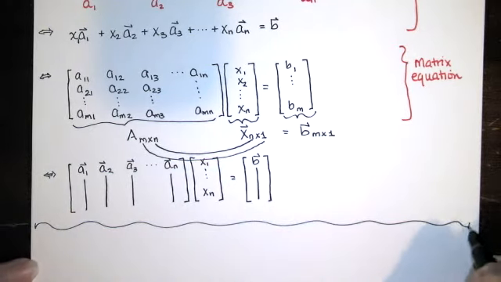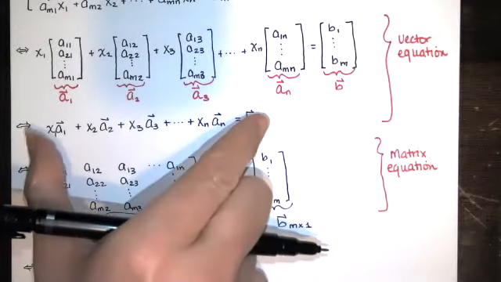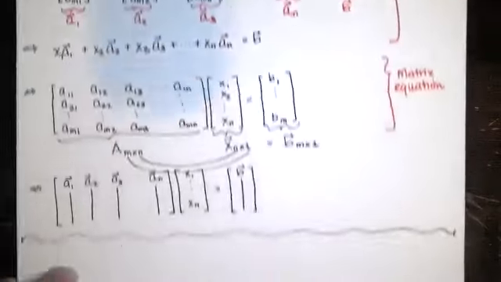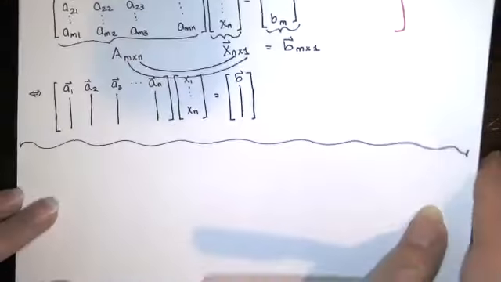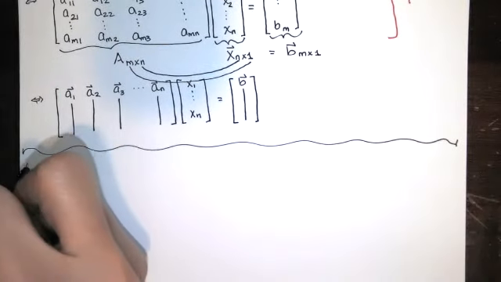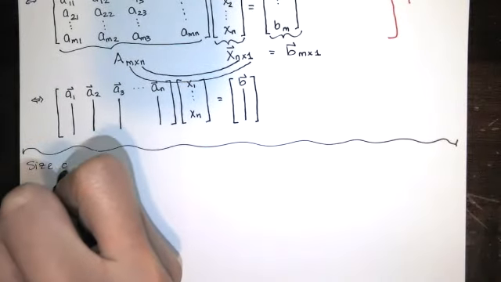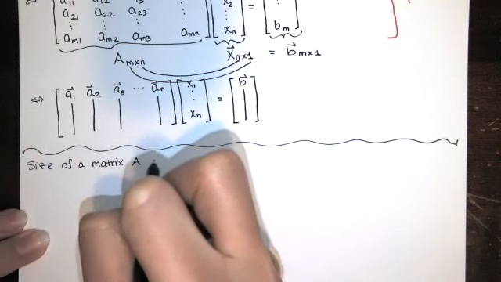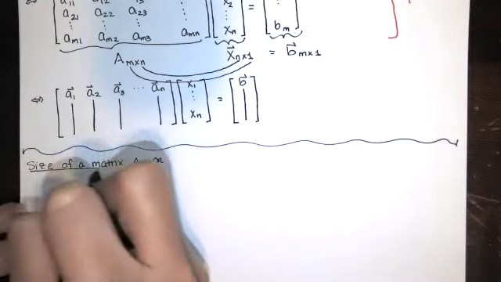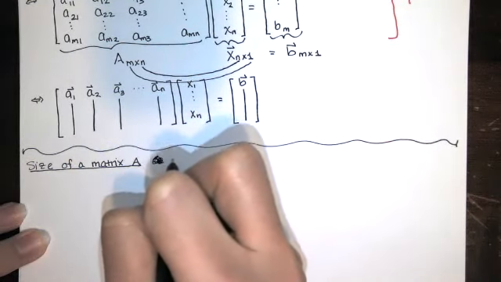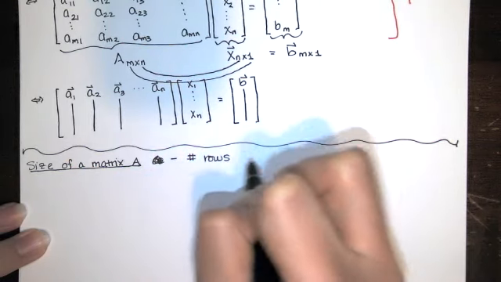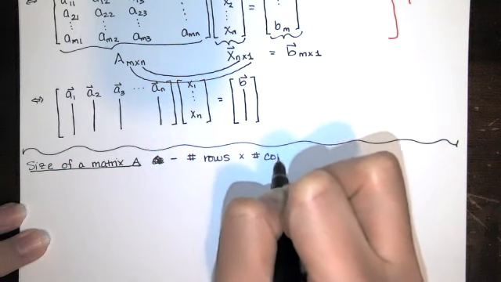Now, in order to show that this matrix equation is equivalent to the vector equation, and the vector equation and matrix equation are both equivalent to the linear system, I think it's helpful to review a few things. Again, the size of a matrix, let's say, is the number of rows crossed with the number of columns.